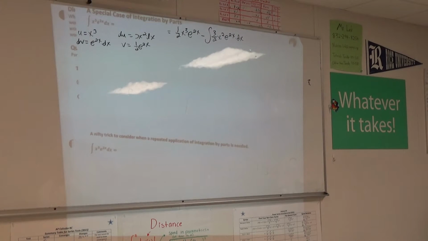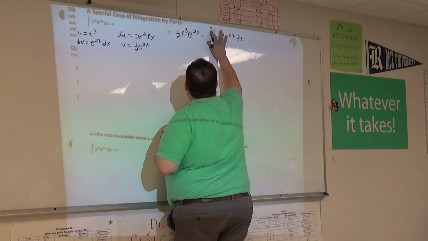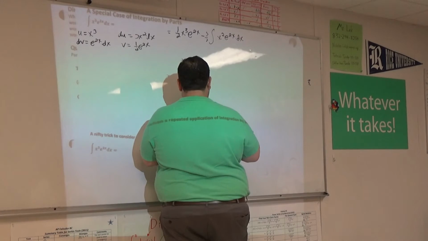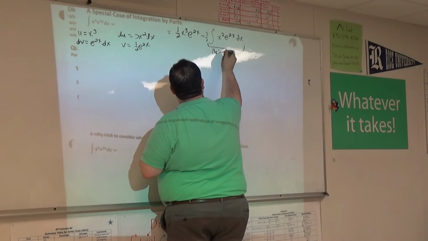Ryan, you seem to see that something's better here. Anthony, you look like you're not sure. Friends over here, is this better? Look at where you started. Look at where you are. You started with x cubed e to the 2x. Now you have 3/2 x squared e to the 2x. Anthony, what do you see? We can take out the 3/2, and then you've got 3/2 the integral of x squared e to the 2x. And the reason why I would look at this and say this is better, why is it better?